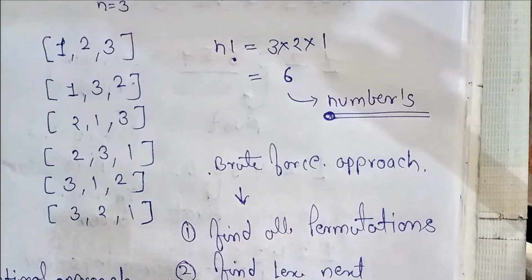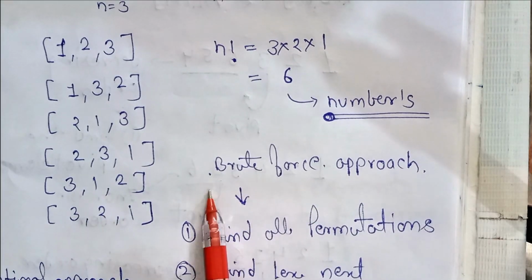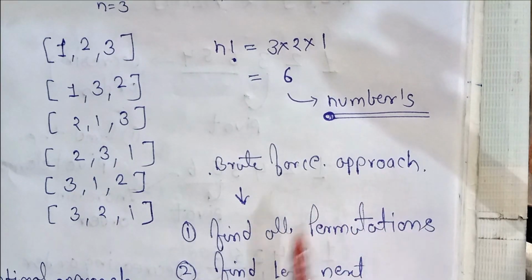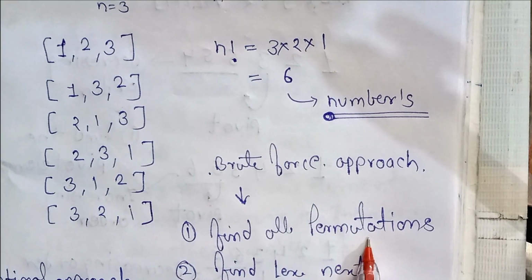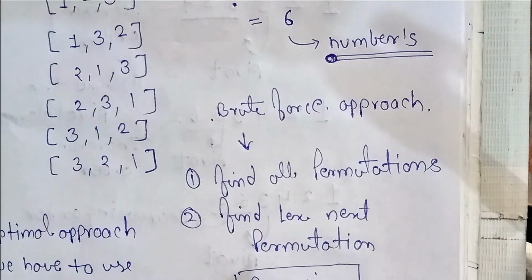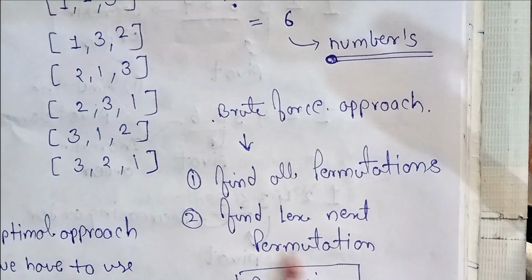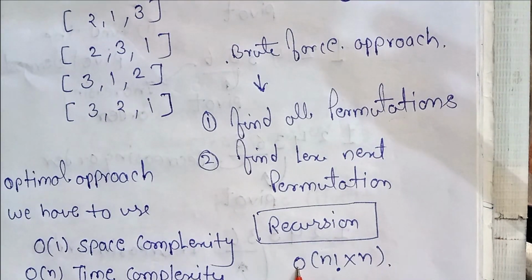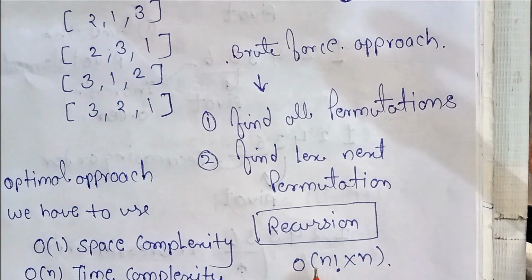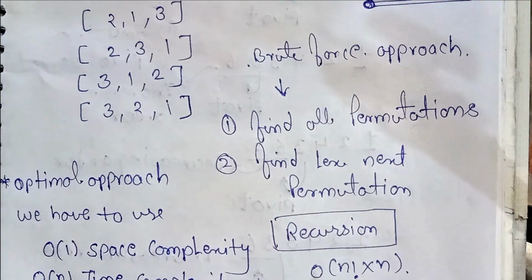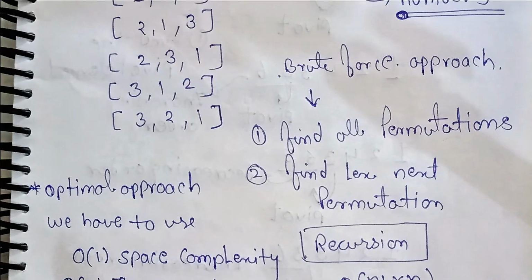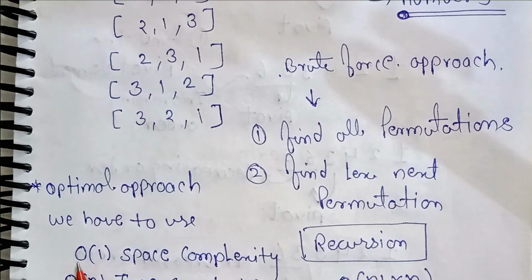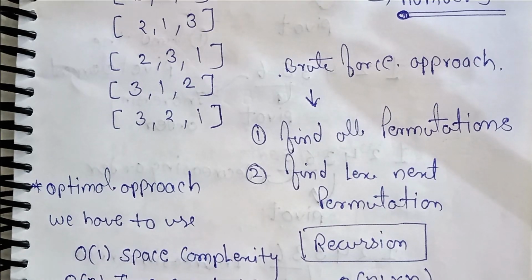We can solve this question with two possible methods, which are brute force approach and optimal approach. Talking about brute force approach, we have to first find all the possible permutations, and then we have to find the next permutation. This can be found using recursion. So the time complexity of this is big O of n factorial times n, which is somewhat greater, but we have to use optimal approach. So we have optimal approach also. So here we are having space complexity big O of 1 and time complexity big O of n.